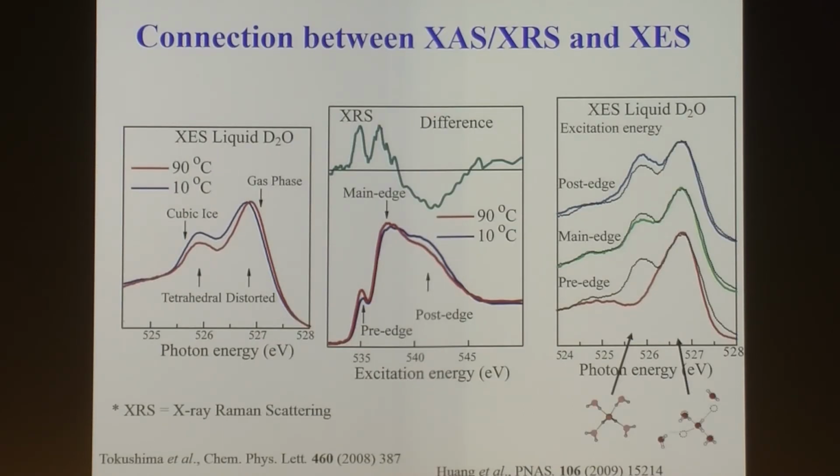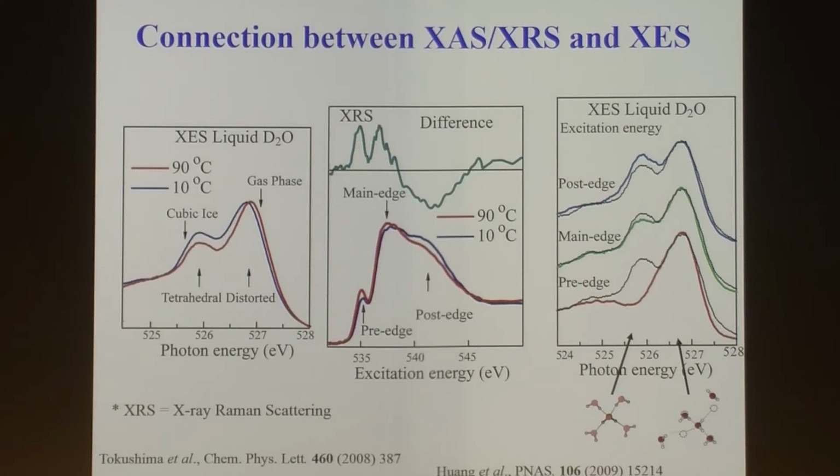Okay, so here we have the X-ray absorption, here we have the X-ray emission, just comparing 90 degrees and 10 degrees, and they both depend on temperature. But X-ray emission follows absorption. So we can choose the energy. If we take the excitation way up here, it's not sensitive to structure. So we can have that as reference. And that's the gray here.